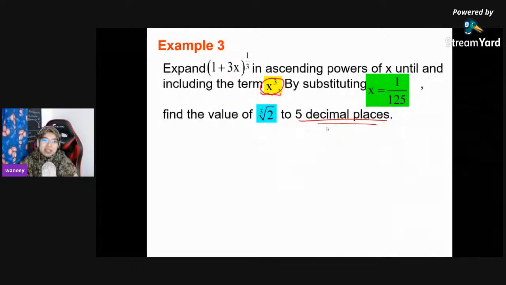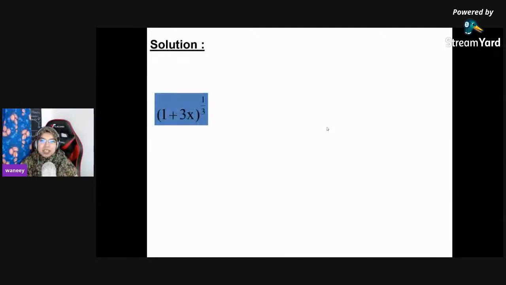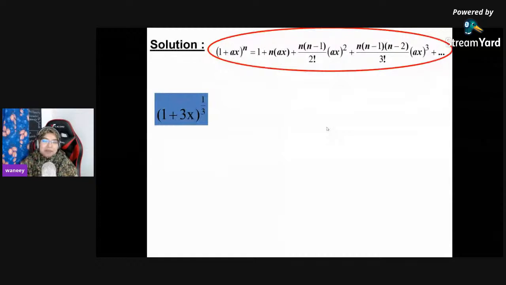Okay, so now let us expand (1 plus 3x) to the power of 1 over 3. Okay, so compare with the formula. So this number is already 1, so that means I can directly use the formula. If the number is not 1, I should factorize them first. And then ax is simply 3x, and then n is simply 1 over 3. Okay, so 1 is 1, 3x is ax, and n is simply 1 over 3. So substitute into the formula.